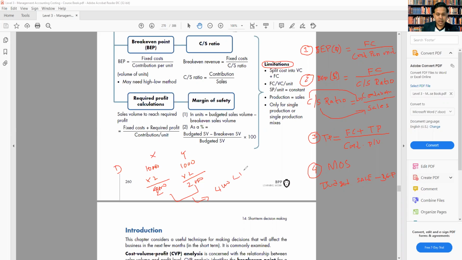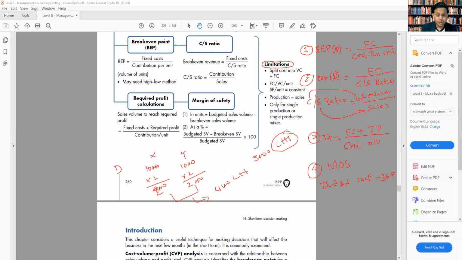We need 4000 labor hours if we would like to fulfill the demand. If we want to fulfill the demand, that is 1000 and 1000 for both products, we need to have 4000 hours available. Now the question is, what if we don't have 4000 hours available? For example, we have only 3000 labor hours available.